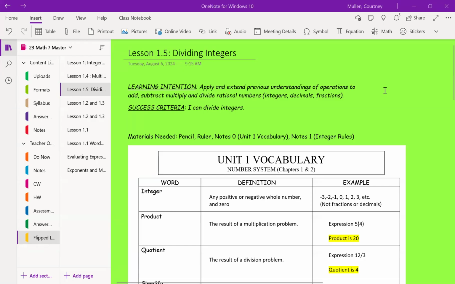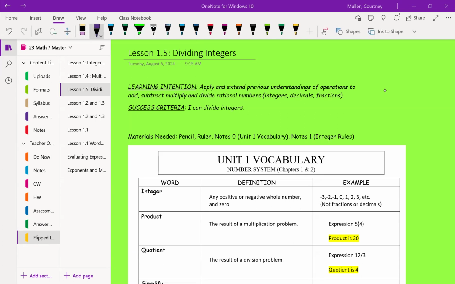Well, hello there. Today's lesson is on dividing integers. We have the same learning intention as before, but this time instead of focusing on multiplying, we're going to be working on dividing integers. You should still have a pencil, a ruler, note 0, which is your unit 1 vocabulary, and notes 1, which is your integer rules.